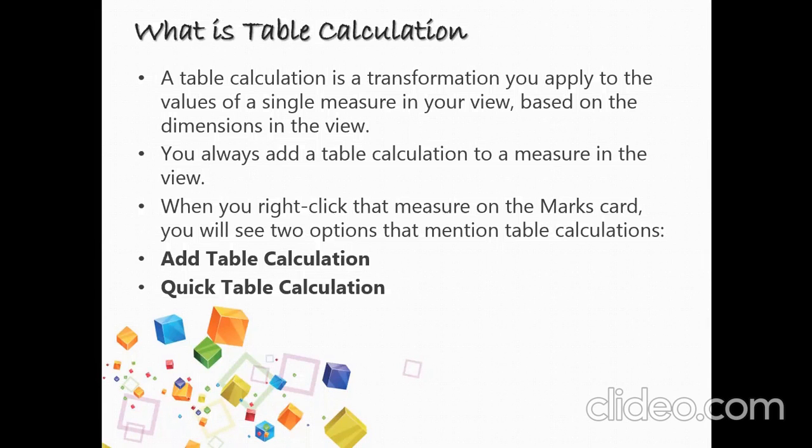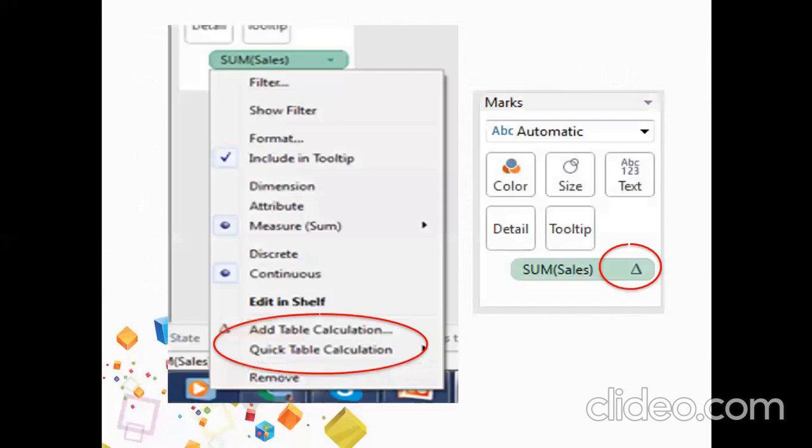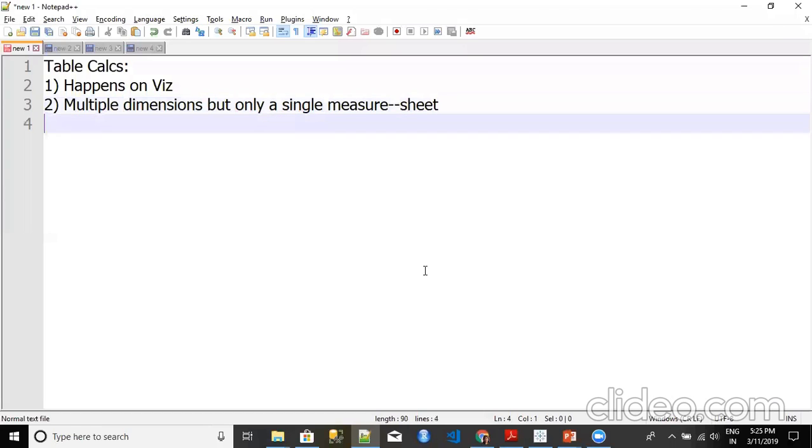There are two ways of adding a table calculation. You have an option of add table calculation or quick table calculation. Both of them are the same. There's no difference between those, but we'll see each of these. Now, there are a few things that I would want to point out here. The third point is we can have multi-calculations.